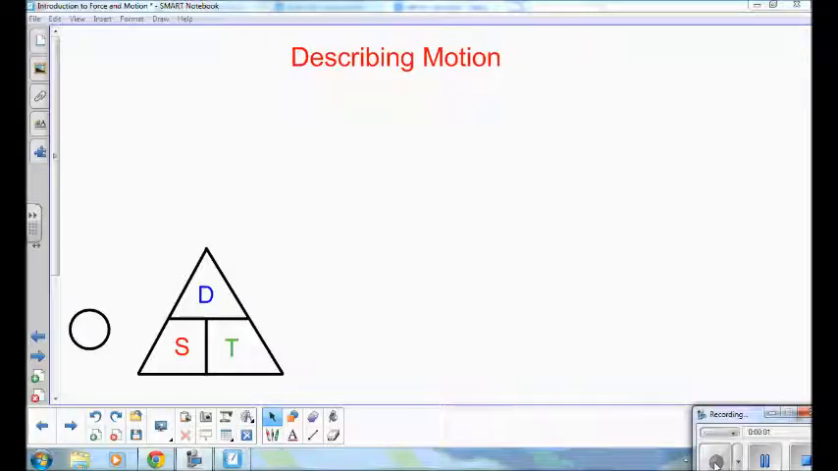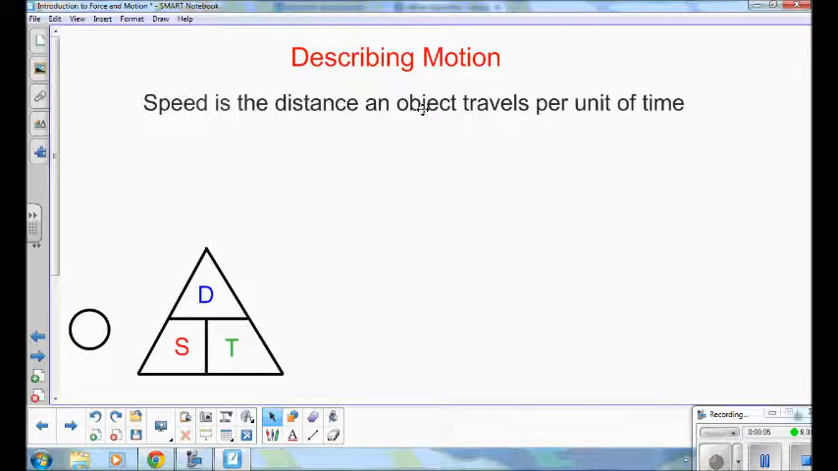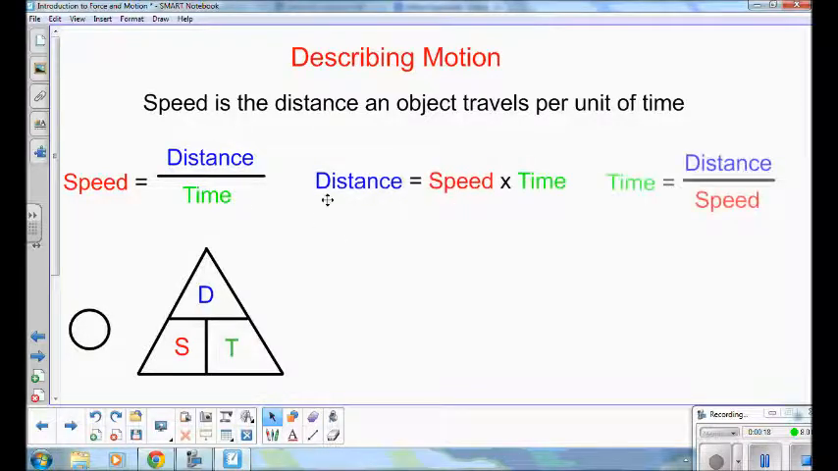In the last video broadcast, you learned a little bit about describing motion, and we discussed this definition of speed. Speed is defined as the distance an object travels per unit of time. We also discussed the speed equation, which looks like this. Speed is distance divided by time. And we also derived these two other equations to calculate distance and speed.